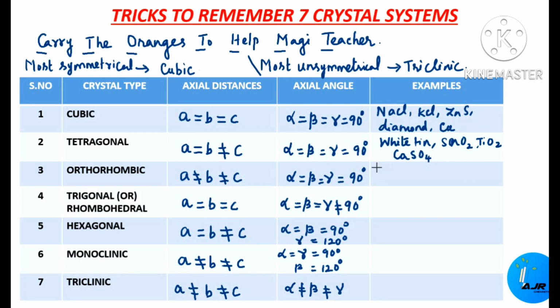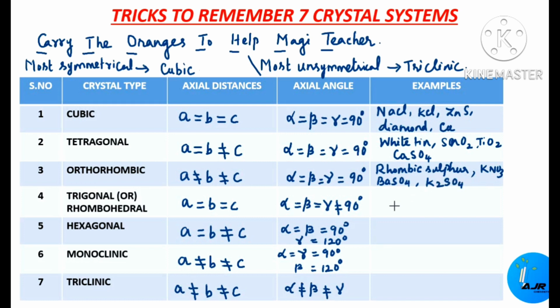For orthorhombic, it is rhombic sulfur. Rhombic sulfur is an example for this orthorhombic. And then potassium nitrate, KNO3, and then barium sulfate. Barium sulfate is an example of this type, and then potassium sulfate, K2SO4. So these are all examples for orthorhombic.